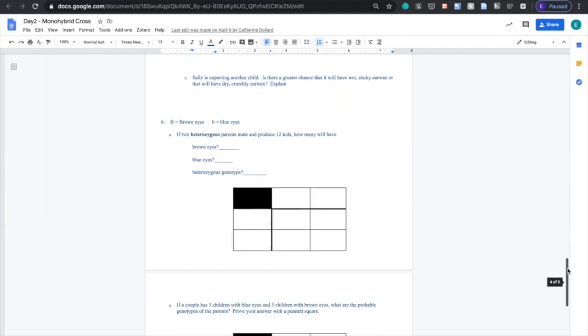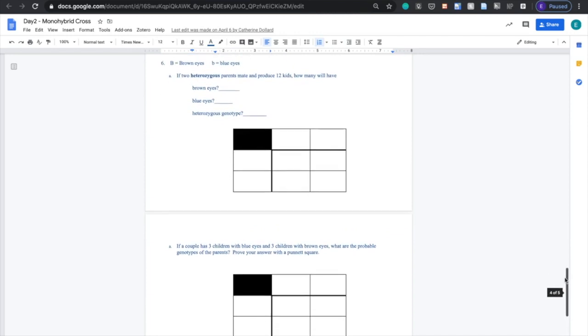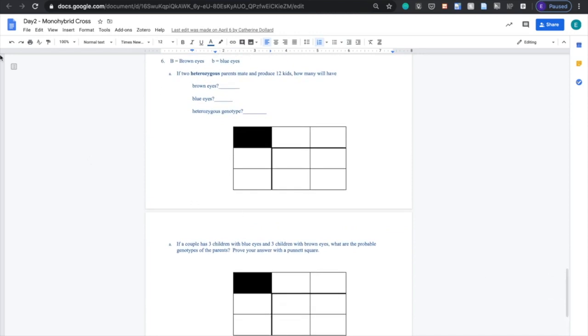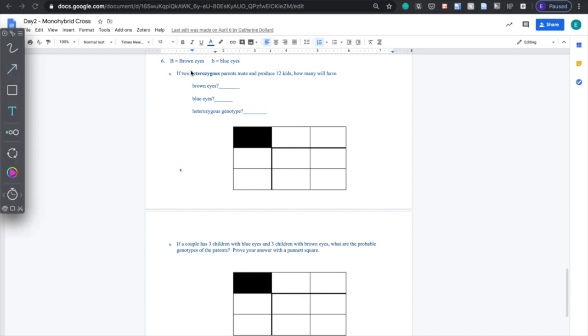Okay, so here we are again. We have a capital B for brown eyes. That's our dominant trait. We know that because it's a capital, right? And lowercase b is blue eyes. That's our recessive trait. So what we're going to do is combine two heterozygous parents, capital B, lowercase b, and they produce 12 kids. How many will have brown eyes, blue eyes?